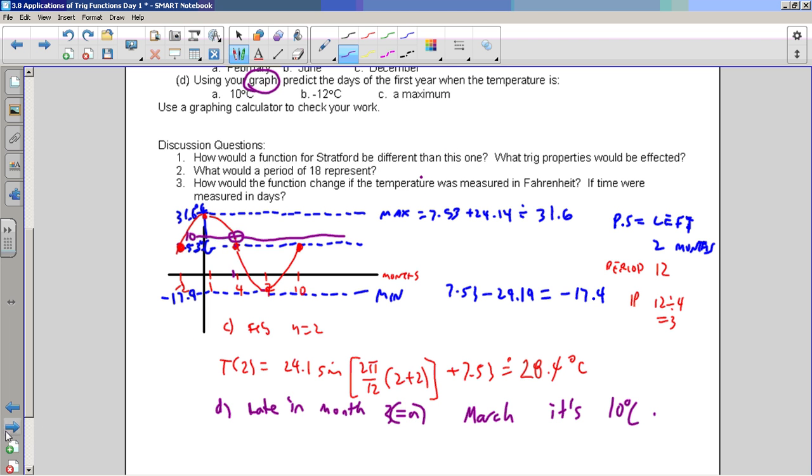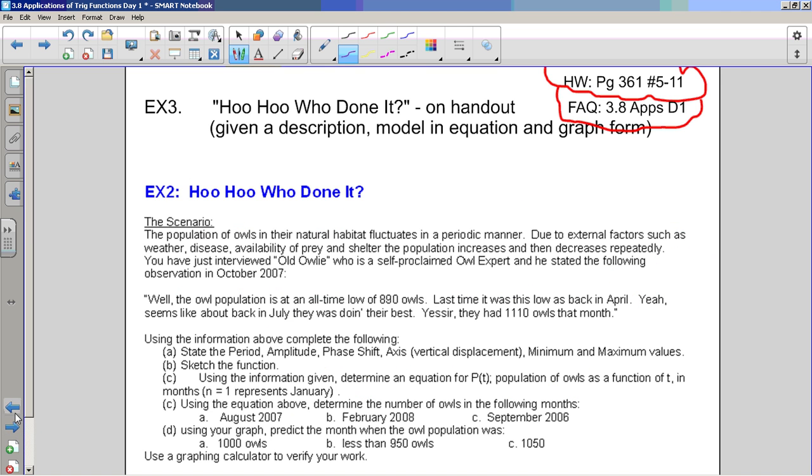We still do have an example left, and it's one of my favorites, so we're not going to skip over it. It's the who done it, and I'm going to pick that up in the dreaded part 3.